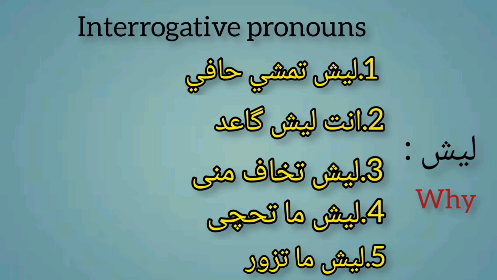The second one, انت ليش قاعد. Why are you seated? Or why are you sitting? انت means you. ليش means why. قاعد means sitting or seated. But if you want to say this for a female, you have to say انت ليش قاعدة.